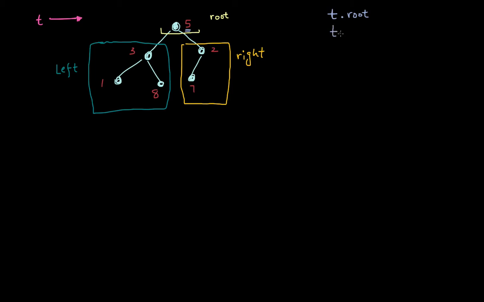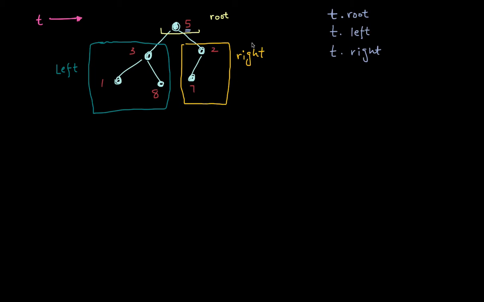What does t dot left give you? Well, t dot left is going to give you another binary tree right there. This entire thing over here is another binary tree. So t dot left is basically a reference pointing at this left binary tree, and t dot right is a reference pointing at the right binary tree.